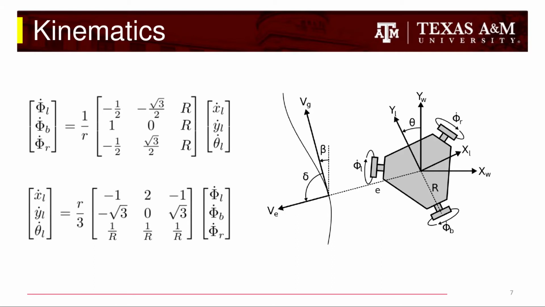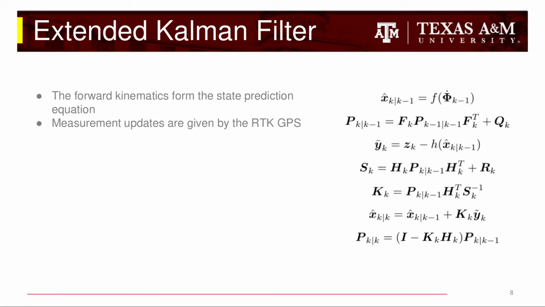Because the system is holonomic, it is relatively straightforward to control. We can independently control all 3 degrees of freedom of the system, and pictured on this slide is the forward kinematics derivation for the cones. In implementing a Kalman filter on the cones, we wanted to utilize the information that we have from the forward kinematic derivation as well as the motor encoders. And so we decided to go with an extended Kalman filter where we could use the forward kinematic information as our prediction equation. Additionally, the measurement updates are given by the RTK GPS with corrections.